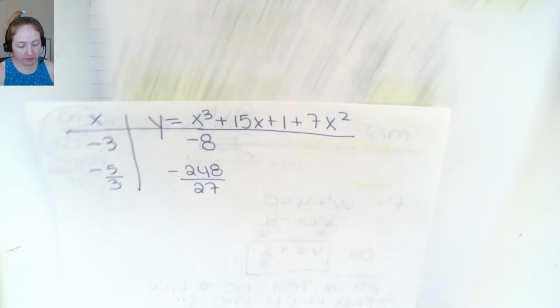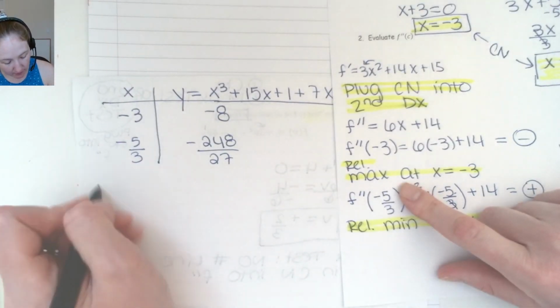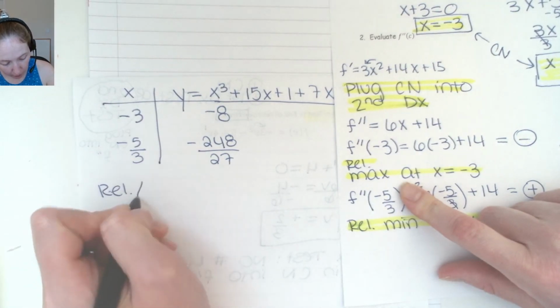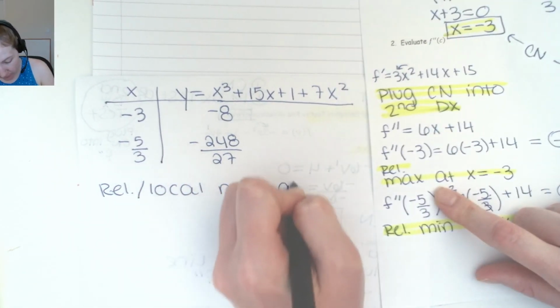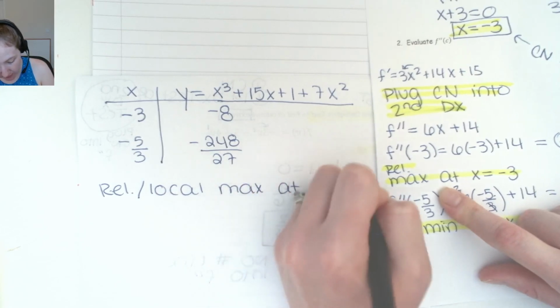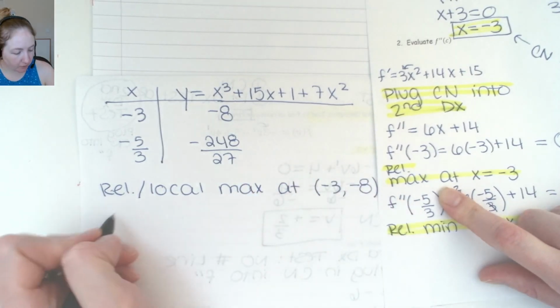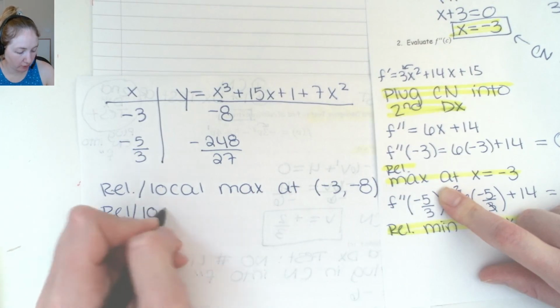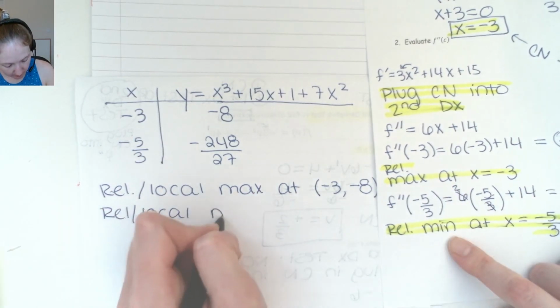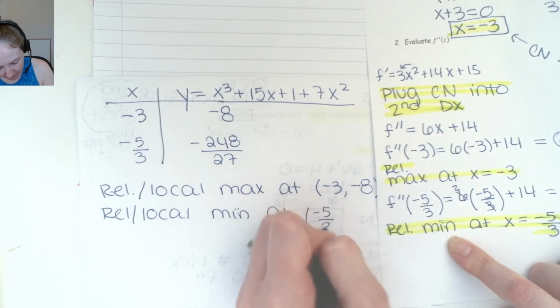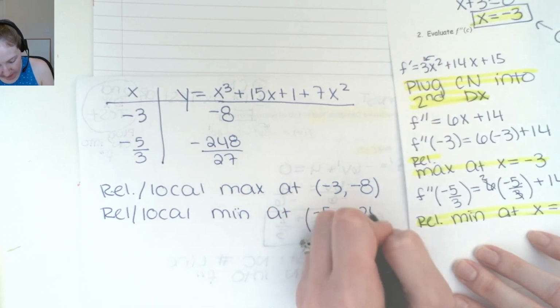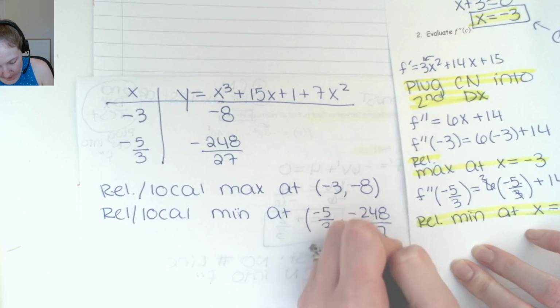So our final result is going to be that we have a relative or local max at the point -3, -8. And then we have a relative or local minimum at the point -5/3, -248 over 27.